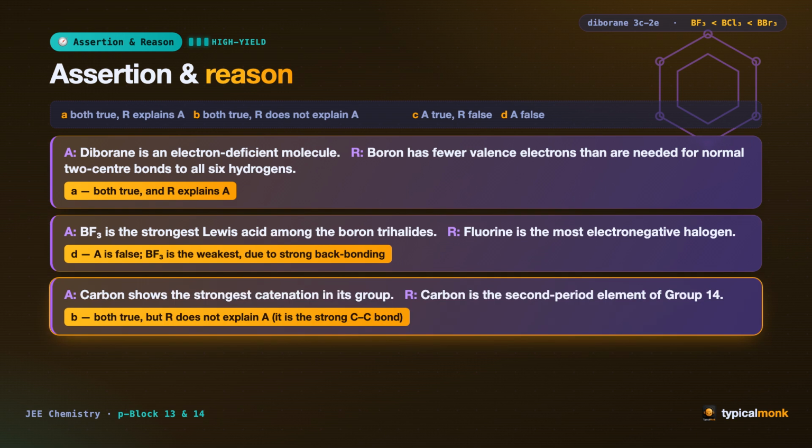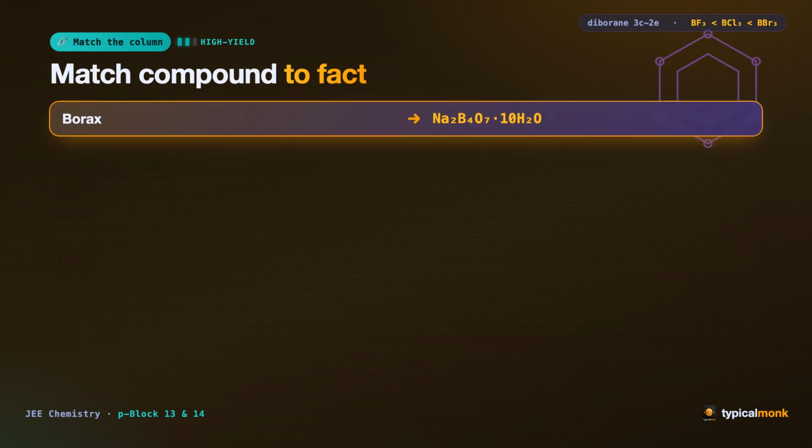Third pair. Assertion: carbon shows the strongest catenation in its group. Reason: carbon is the second period element of group 14. Both are true, but its catenation is due to the strong carbon-carbon bond, not merely its position in the second period. So the reason does not explain the assertion. The answer is B.